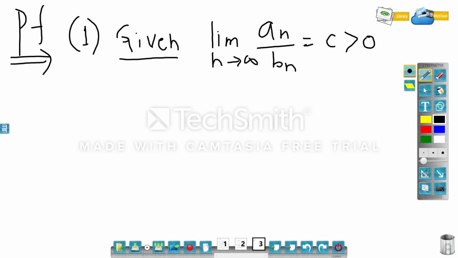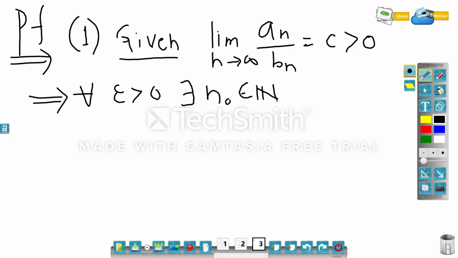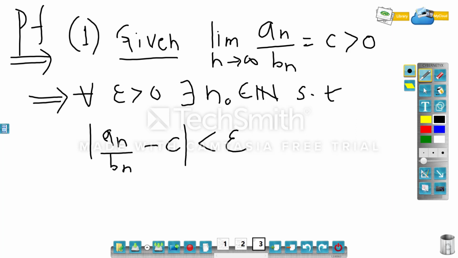So we can apply the definition of a convergent sequence. That means the sequence an upon bn converges, and it converges to c. So this would imply for every epsilon greater than 0, there exists n naught belonging to the natural numbers such that the modulus of an upon bn minus c is less than epsilon for all n greater than or equal to n naught. This is true for any n greater than or equal to n naught.